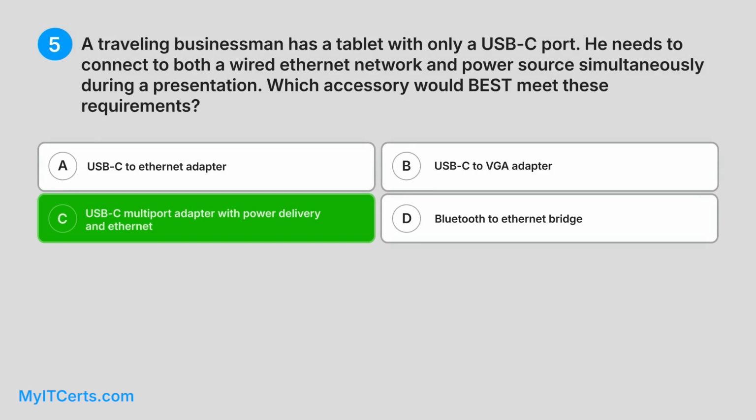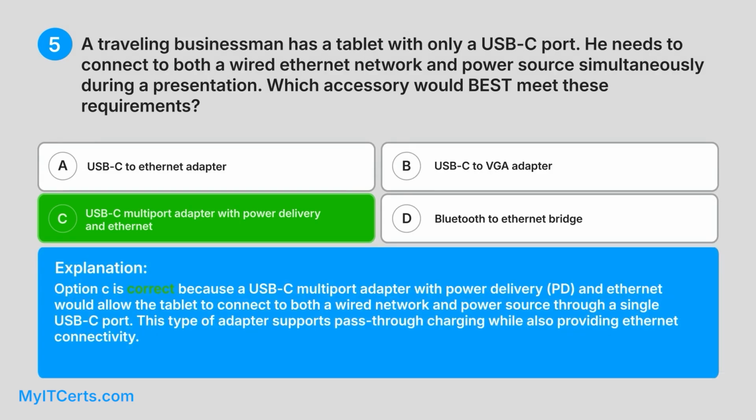Correct answer. C. USB-C multi-port adapter with power delivery and Ethernet. Explanation. Option C is correct because a USB-C multi-port adapter with power delivery, PD, and Ethernet would allow the tablet to connect to both a wired network and power source through a single USB-C port. This type of adapter supports pass-through charging while also providing Ethernet connectivity.